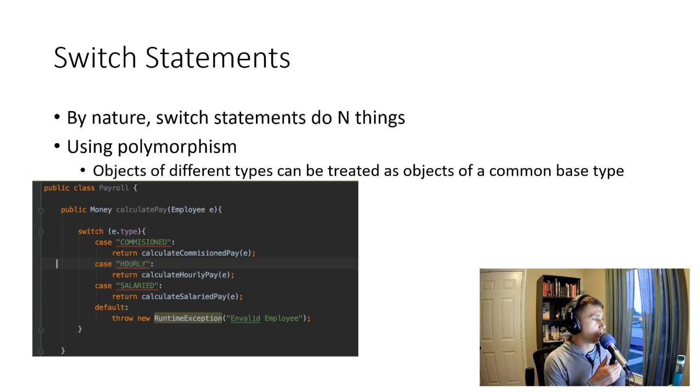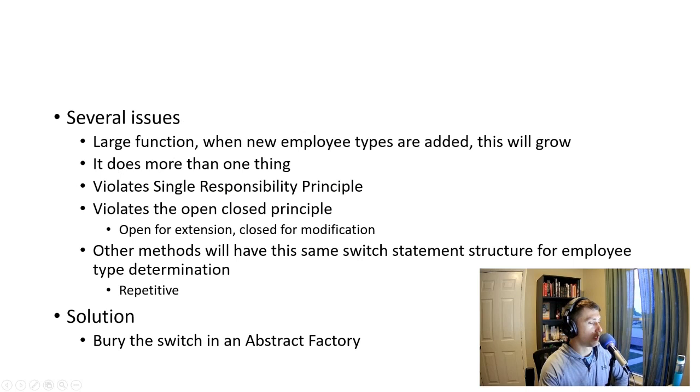So you have this payroll class, and you're trying to calculate pay, and the pay is going to be dependent on an employee. So you have commissioned employees, you have hourly, and you have salaried. And you're going to call different functions based on that. But there's a better way to write this. First of all, there are several issues with the way that it was written in the previous slide. This could potentially turn into a large function because as new employees are added, that function is going to grow. It does more than one thing because it's going to be calculating pay, but it's going to be doing different calculations based on different employee types.